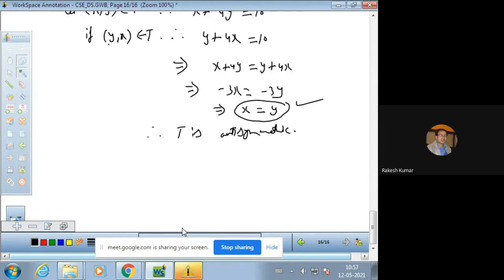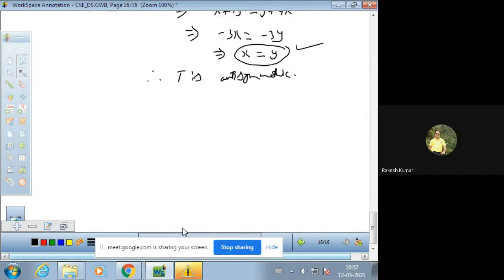Let us move further. Prove that the set of congruent triangles is an equivalence relation. This is the congruence relation on the set of triangles. So this is the meaning: is congruent to.